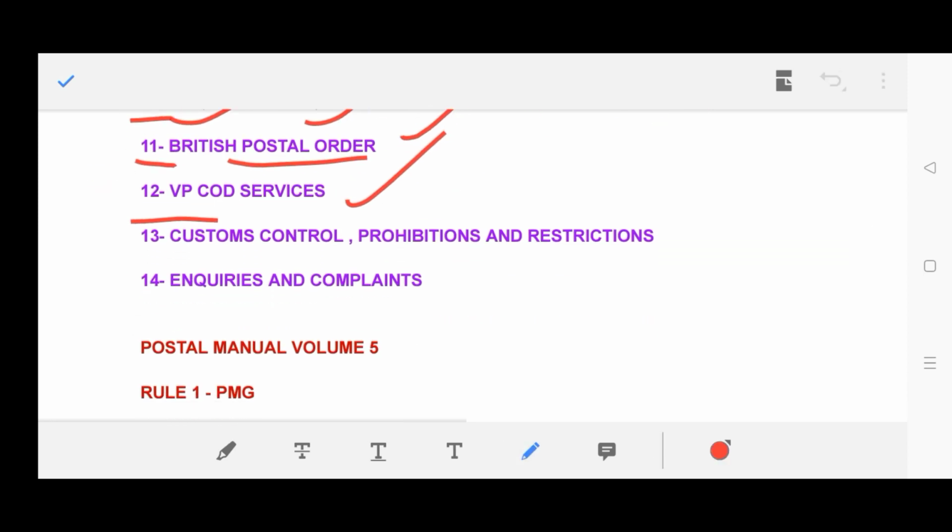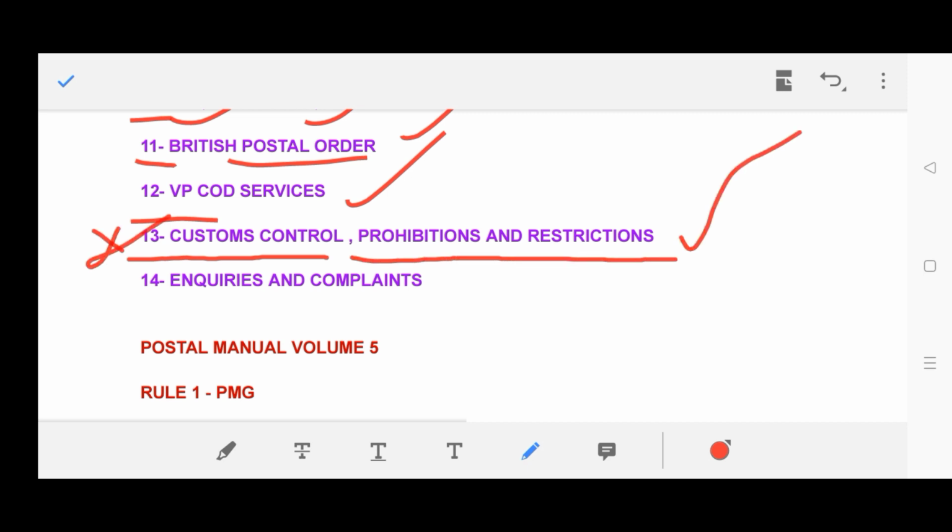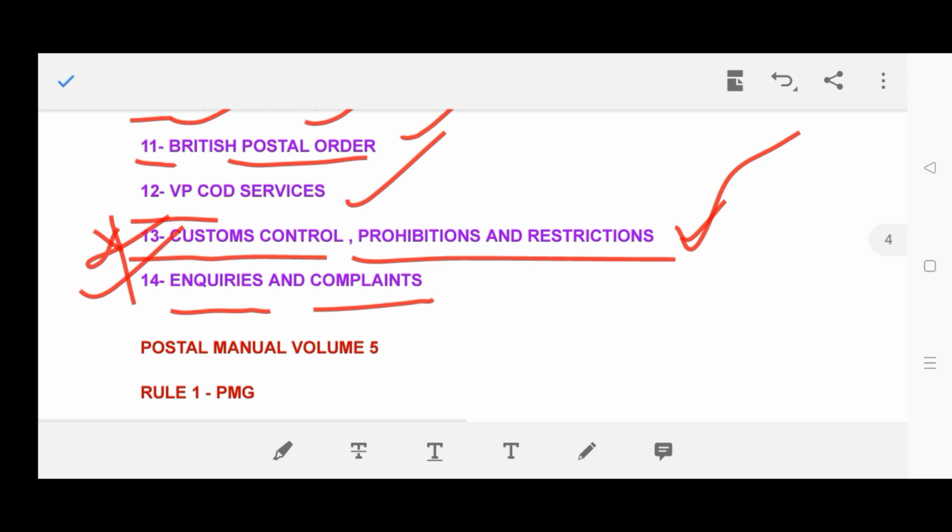Next, class number 13: customs control, prohibitions and restrictions. This is a very important class. Which class in PO Guide Part 2 discusses customs control, prohibitions and restrictions? That is class number 13. Next, which class discusses inquiries and complaints? That is class number 14. These 13 and 14 are very important classes. 13 is about customs control, prohibitions and restrictions, and 14 is about inquiries and complaints.